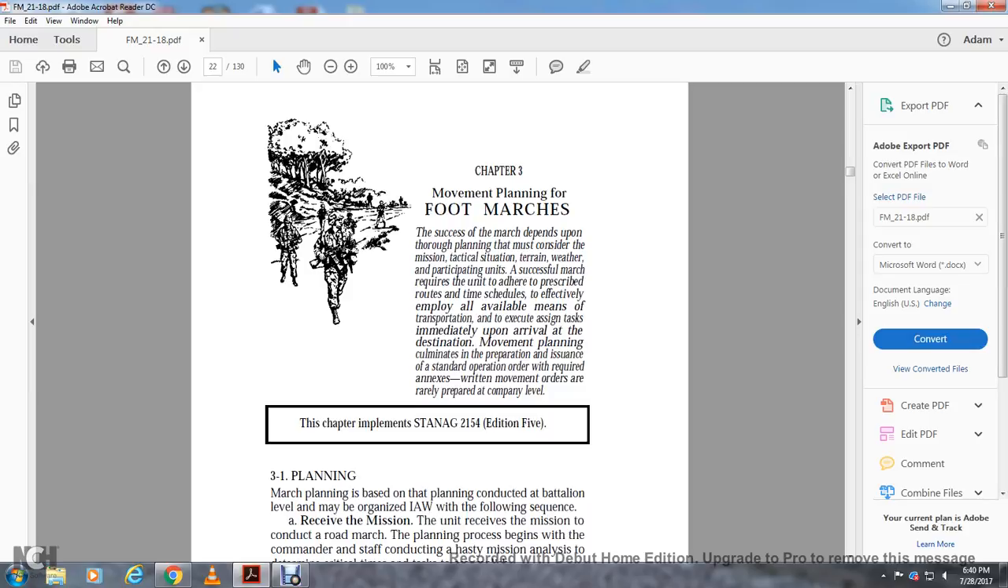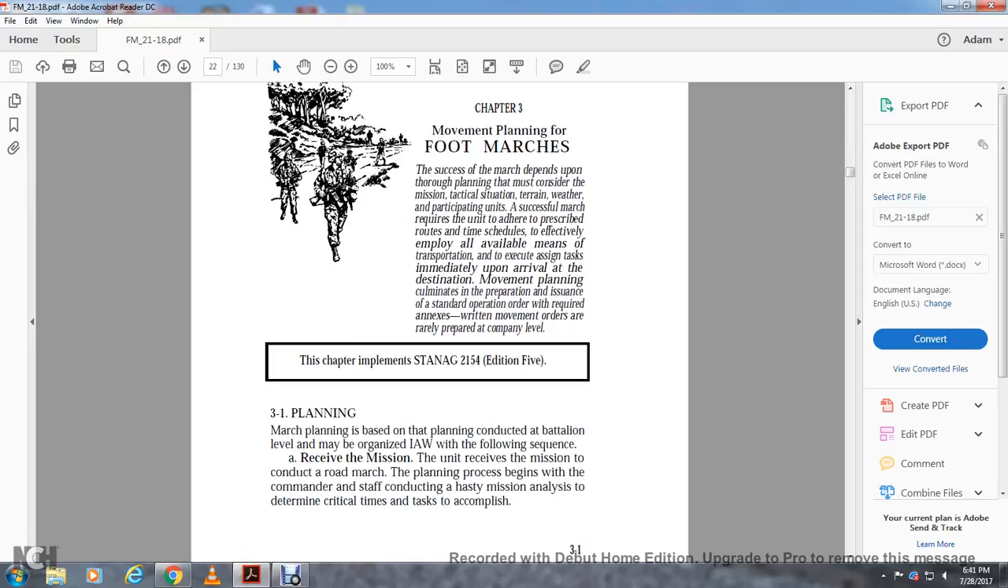Immediately upon arrival at the destination, movement planning accumulates into the preparation and issue of the standard operating procedure, and when required, the annexes. Written movement orders are rarely prepared at the company level. The chapter implements STANAG 2154, Edition 5, planning. Marching planning is based on the planning conducted at the battalion level.